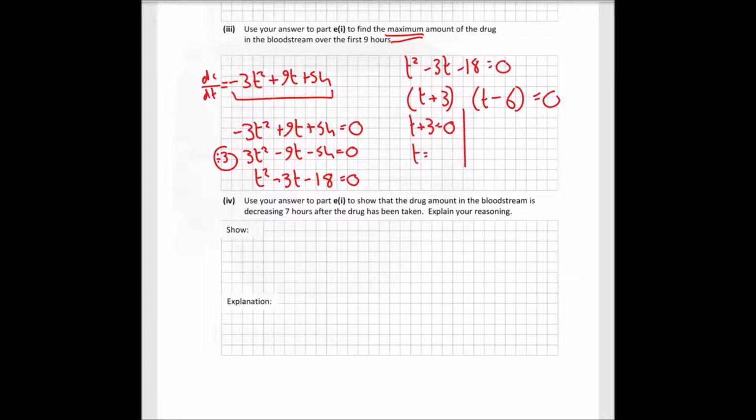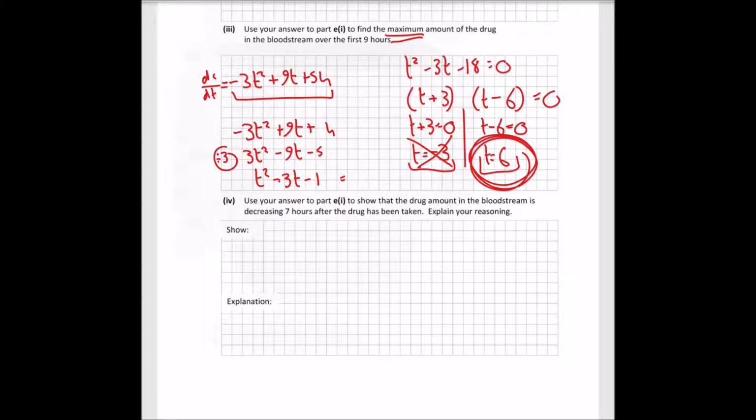t plus 3 equals 0, so t equals minus 3. t minus 6 equals 0, so t equals 6. Right, so I have two answers here. The time is minus 3 hours and the time is 6 hours. I can't have a minus 3 hours, right? So now it's saying that after 6 hours, the drug is at its maximum amount in my body. But they don't ask me when the maximum amount is. They ask what the maximum amount of the drug is.